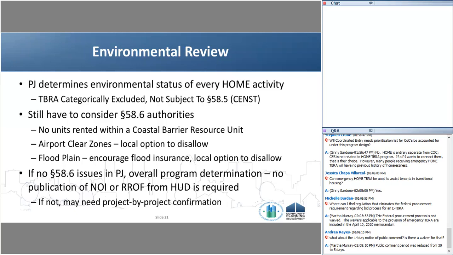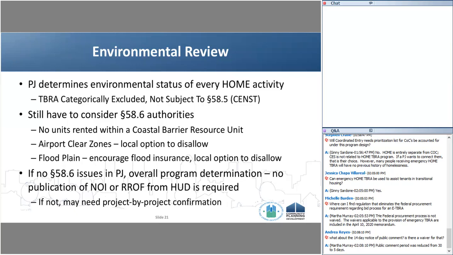So for many of us, if we can determine that there are no 58.6 issues in play, we're in a community without an airport clear zone, there's no floodplains, and we're not in a coastal county, which is a reminder to those of you and those of us, since I'm here in Michigan, that are in the Great Lakes, that doesn't have to mean saltwater, so it's not simply you're on the ocean. Then we'll be able to make an overall program determination. No publication will be required, and we won't have to ask HUD for a release of funds.